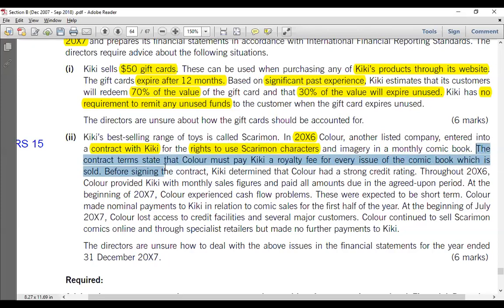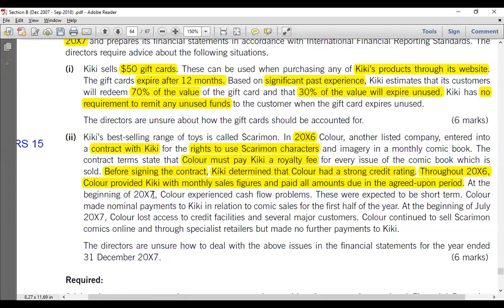The contract terms state that Color must pay Kiki a royalty fee. So the royalty fee is the revenue that we will be earning for every issue of the comic book which is sold. Before signing the contract, Kiki determined that Color had a strong credit rating. Throughout 20x6, Color provided Kiki with the monthly sales figures and paid all amounts due in the agreed period. So everything is going good.